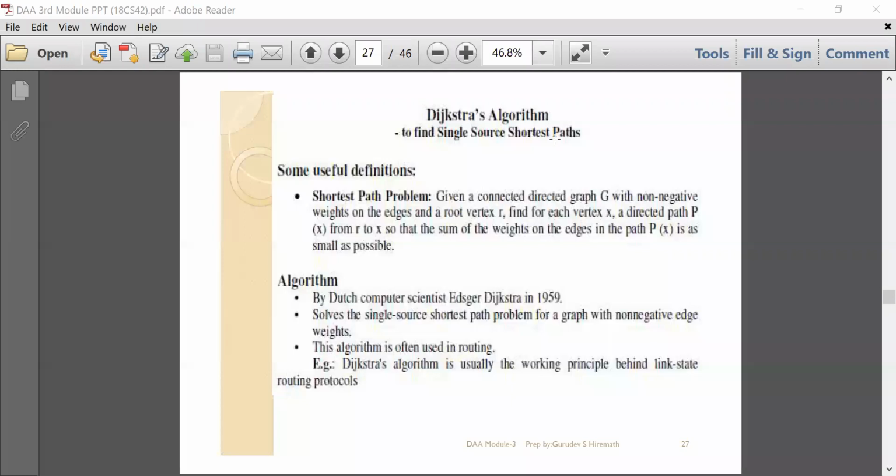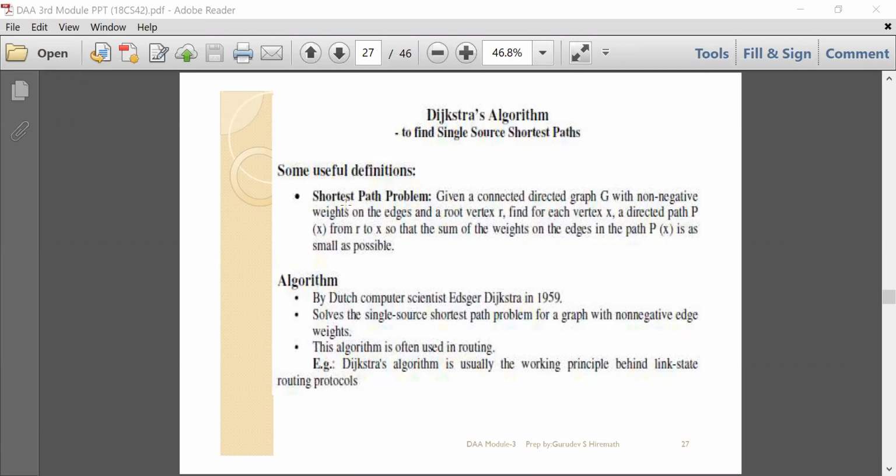single source shortest path. It means they will give one graph. In that graph, we need to take one particular vertex as a source vertex. From that vertex, we need to find the minimum distance to the particular destination vertex. Whichever source I choose and whichever destination I choose, from that source to that destination, what will be my minimum distance path? That is what we are going to find by using Dijkstra's algorithm. Okay, that's what it means to find the single source shortest path.